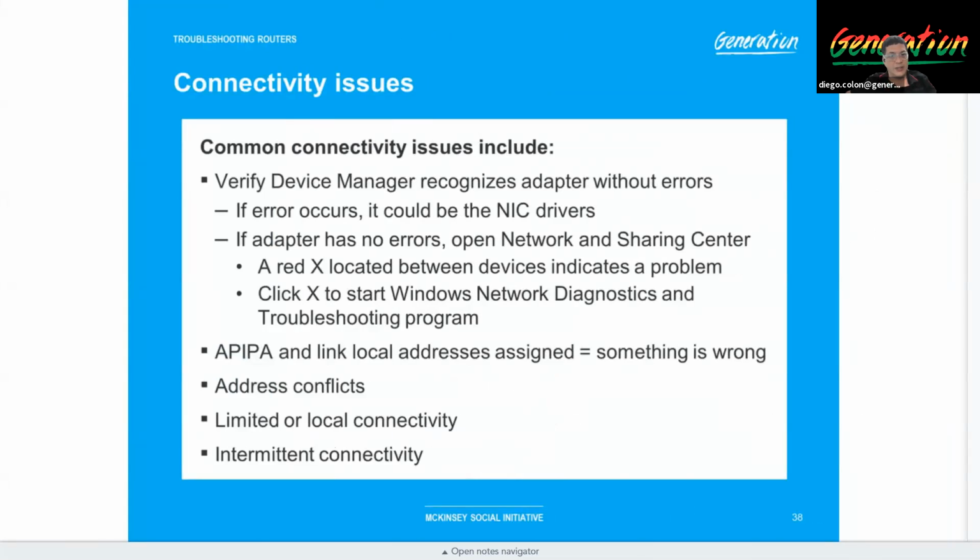Common connectivity issues. Windows loves to give you an icon, usually a big red X, letting you know that there's a problem, either that the cable itself has been disconnected or it doesn't see the cable itself. Also, if it is connected and it's unable to actually get an IP address, it will configure itself and let you know that something went wrong and it was unable to obtain an IP address.